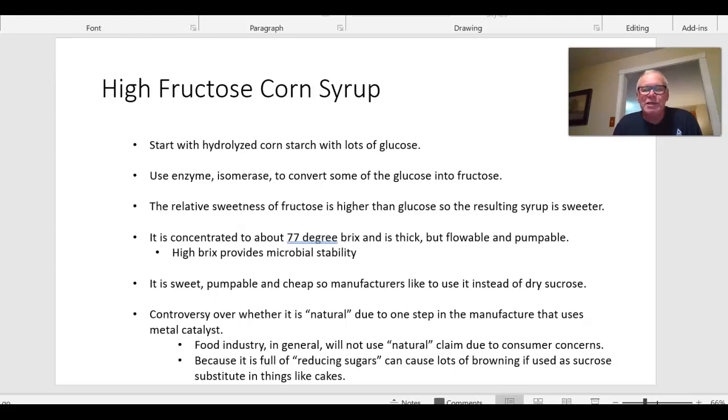We talked about this in class a little bit. It can cause a lot of browning. If you replace sucrose in certain products like cakes with high fructose corn syrup, because there's a lot of reducing sugars in there, the glucose and the fructose, you can get a lot of extra browning going on, which can be a good thing or a bad thing. And that's it. Very short.